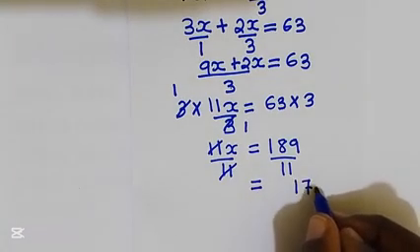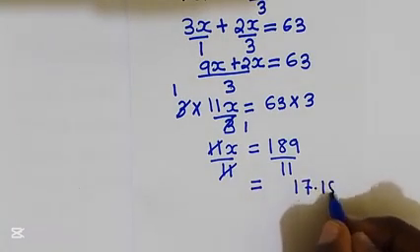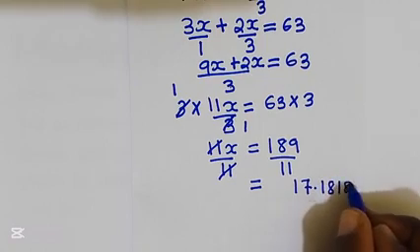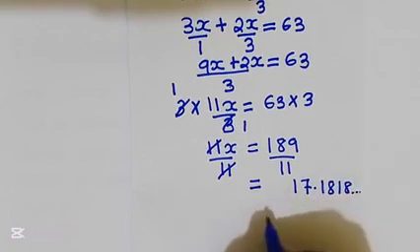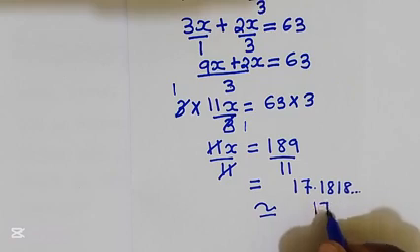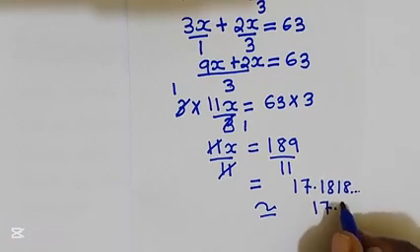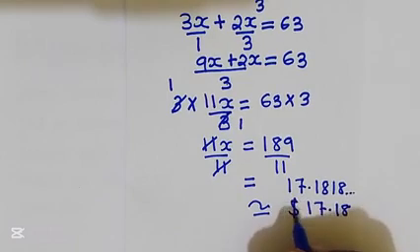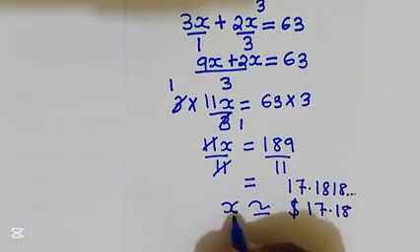17.18, with the 18 repeating. That is approximately 17.18. This is in dollars. That is the value of x.